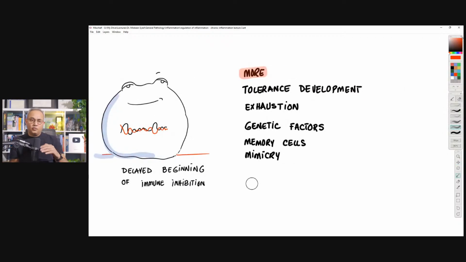And then there are many more mechanisms. For example, there is self development, tolerance to self. There is immune exhaustion as a mechanism. There are genetic factors that can suppress the immune system, or make it not able to respond well. Or there are genetic factors where the immune system responds more than it should. There are memory cells that are built all during our life. And the more memory cells we have, the more reactions we start developing. And then there is mimicry that happens.